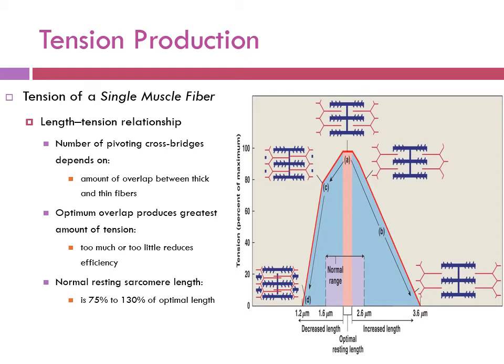So that's what we mean by the number of cross bridges: how much overlap is there between the thick filaments and the thin filaments. And there's a sweet spot that is optimal, and that optimal range is between 75 and 130% of optimal length, which is where our normal resting sarcomere length is.